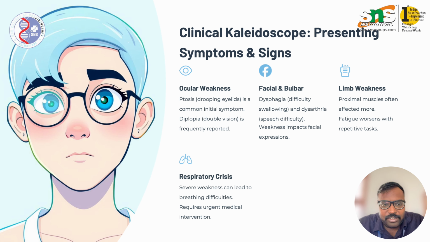And going for the respiratory crisis, severe weakness can lead to breathing difficulty, and urgent medical attention is needed. The diaphragm muscle will go for muscle weakness, and this is the most important muscle which induces inspiration and expiration. And if this muscle becomes weak, it will cause defects like breathing difficulty, and will lead to a fatal effect.